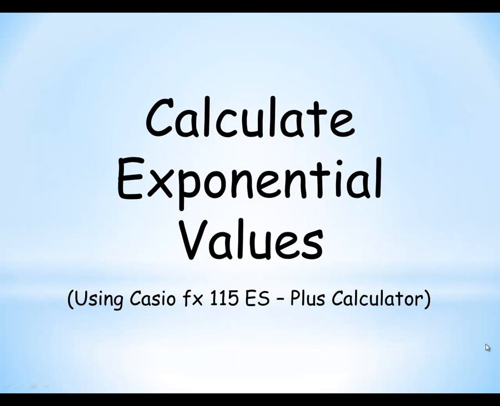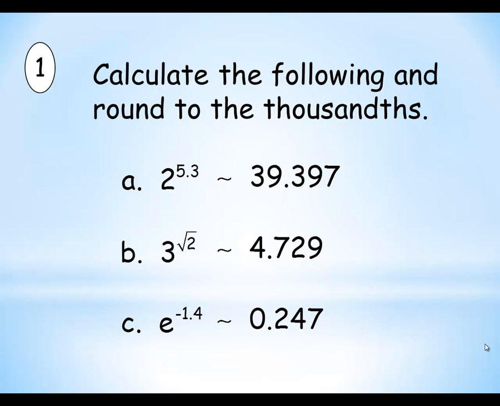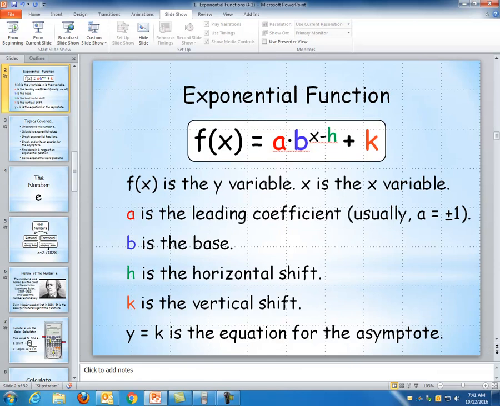Now we will calculate some exponential values using the Casio calculator. 2 to the 5.3 is approximately 39.397. You're rounding to the thousandths place value. 3 raised to the square root of 2 is approximately 4.729. And e to the negative 1.4 is approximately 0.247. I'll demonstrate the last one using the calculator.